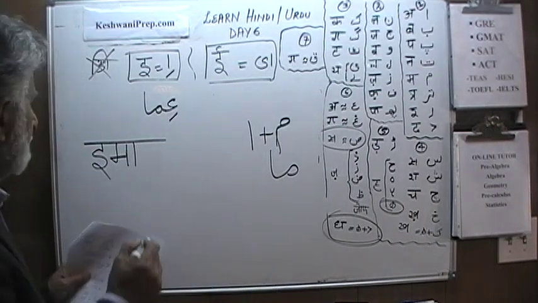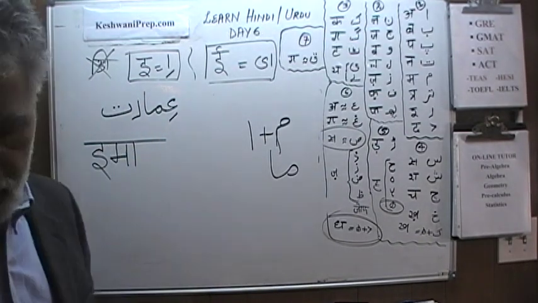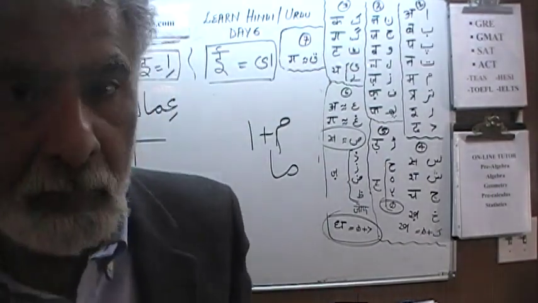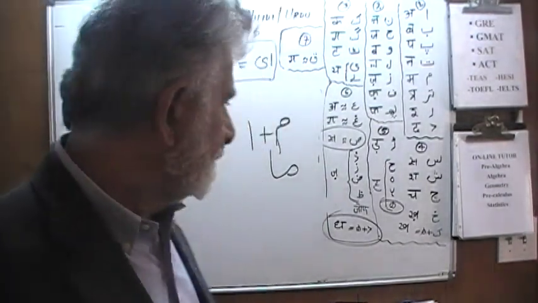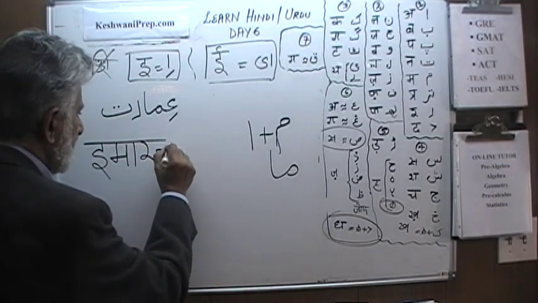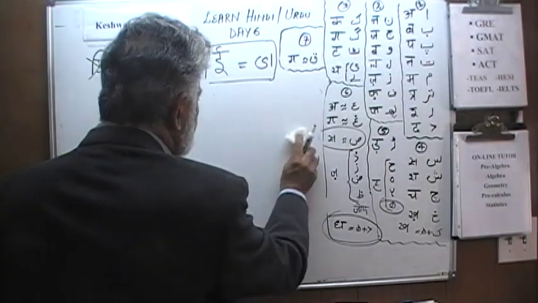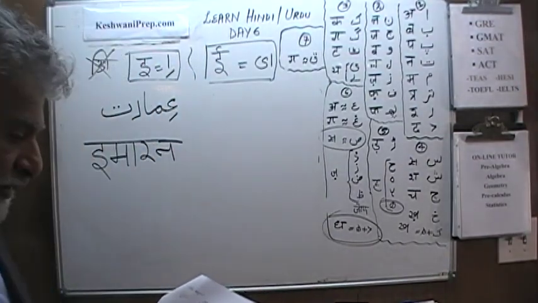Ima, r, t. Imarat. Imarat as in building. A building is called an imarat. Ima, r. So that's a choti ki matra. Let's write a word so that we can have a contrast with the badi ki matra.